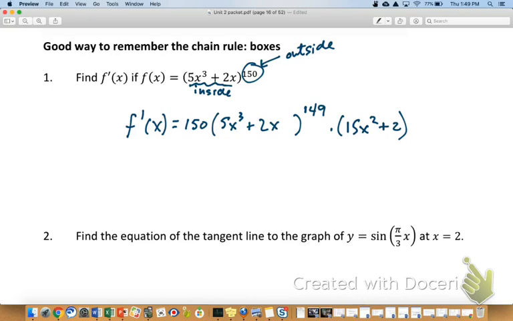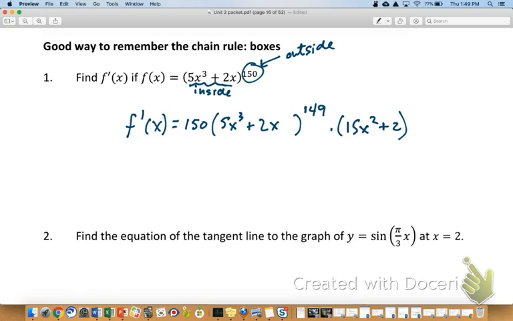So then, why don't you look at number 2? Number 2 says, find the equation of the tangent line to the graph of y equals sine of pi over 3x. Do you see how it's composite? It's a function, like the input is not just x. It's pi over 3x, it's composite. So at least see if you can get the slope of the tangent line.